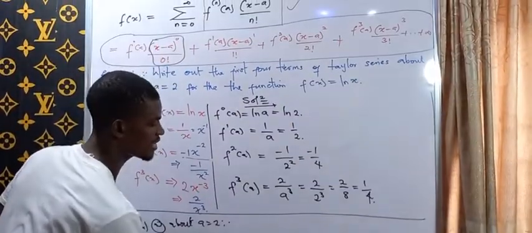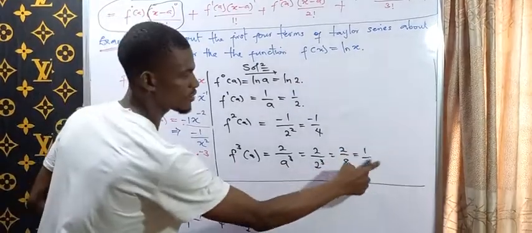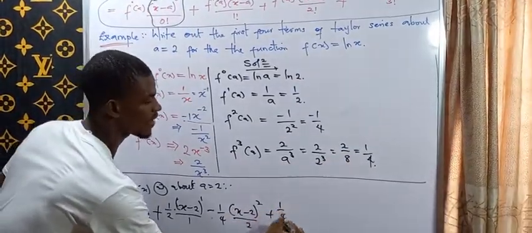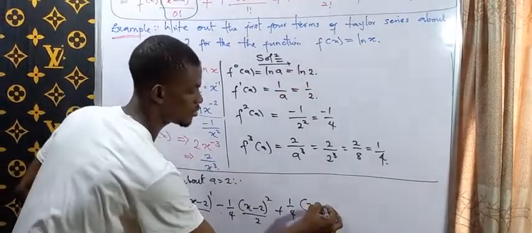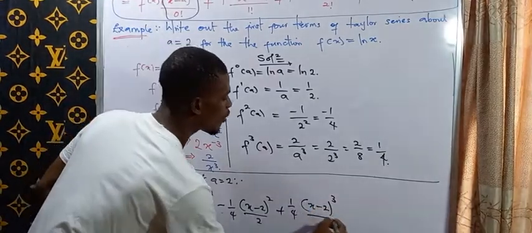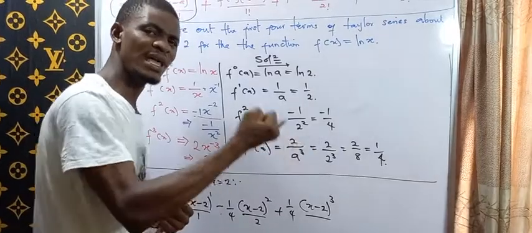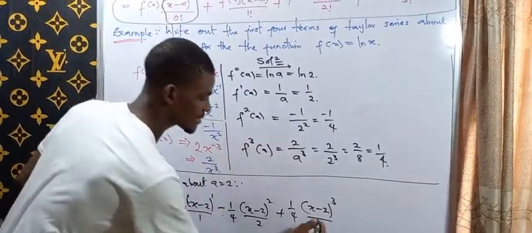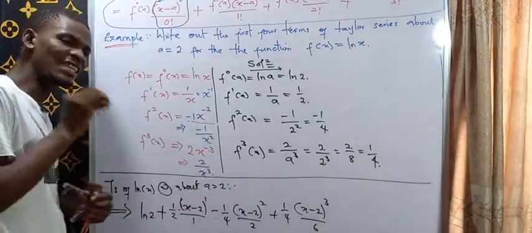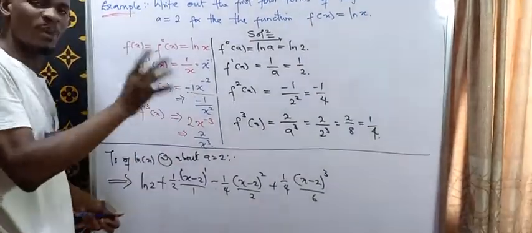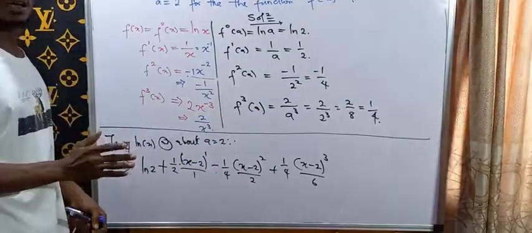Plus, what is the next one? f3 of a. According to what is here, f3 of a is what? 1 over 4. That's plus 1 over 4 into bracket (x minus a). What is a? 2, raised to power 3, over 3 factorial. What is 3 factorial? 3 times 2 times 1. 3 times 2, 6. 6 times 1, 6. Plus dot dot dot till infinity. But the question says write out the first 4. So we are going to stop at the first 4, which is 1, 2, 3, 4. That's the answer. But can we simplify?